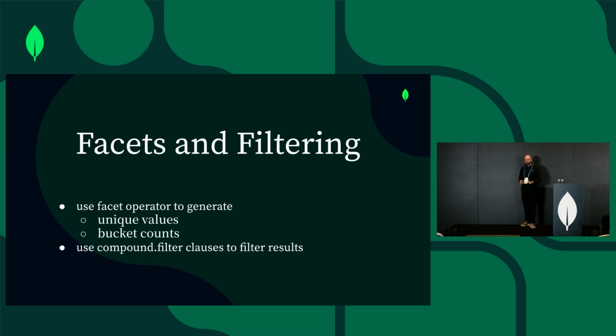So to recap, facets and filtering: you use a facet operator to generate unique values for the given scope. So with all the text clauses applied, with all the previous filters applied, and the counts to give the user a hint how many results are going to be there, even before he clicks on it. And then you use the compound filter clause and keep adding to that in order to filter the results and present the next batch.